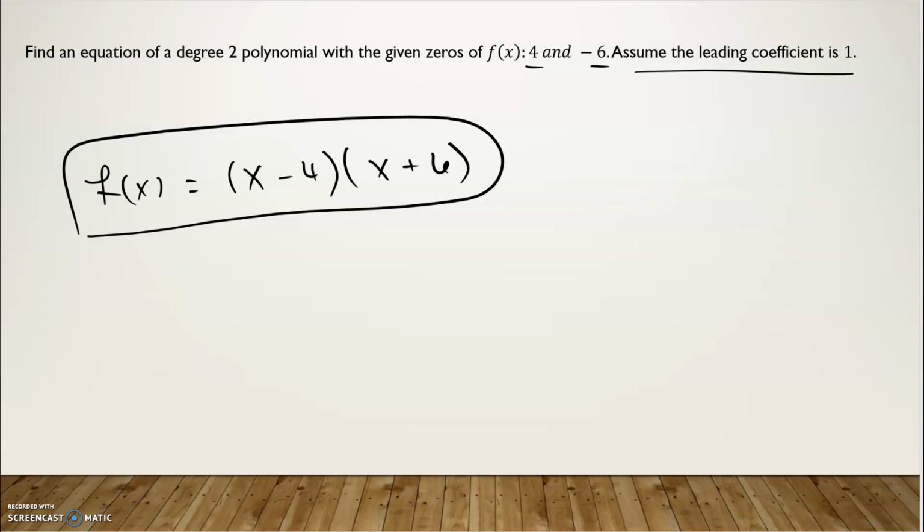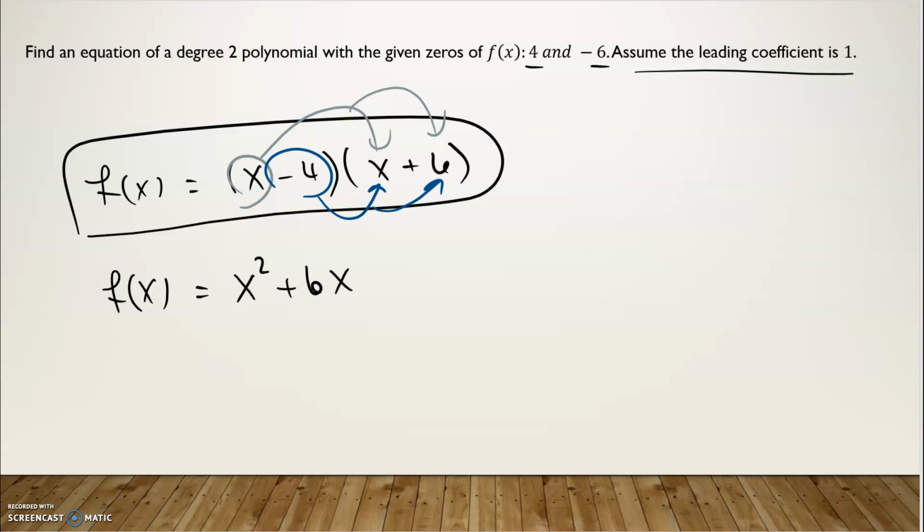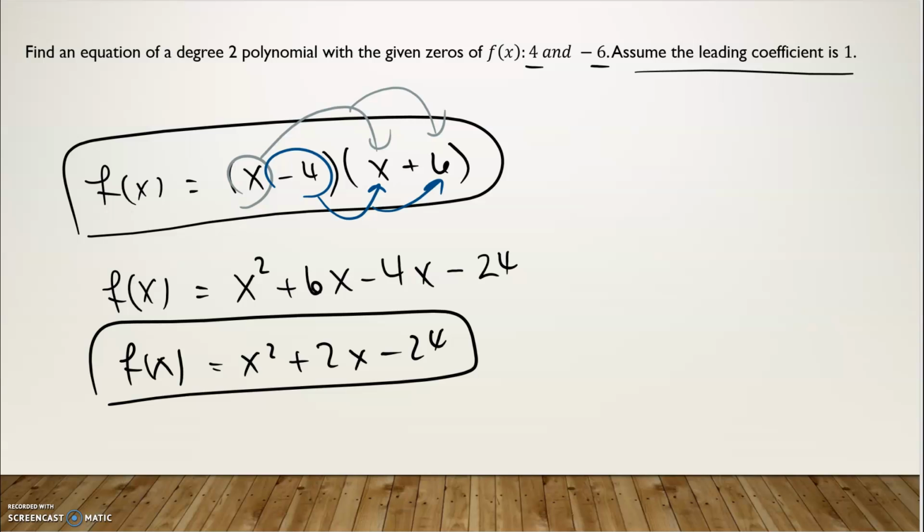Now you could extend it out. You could take this x times this x and times this 6. Negative 4 times this x and times this 6 as well. So that would give you x squared plus 6x minus 4x minus 24. So that would be x squared plus 2x minus 24. Either one, that's the same thing here. These two are the same thing. One's just factored and the other one is just not factored.